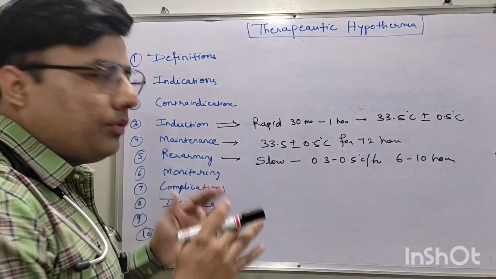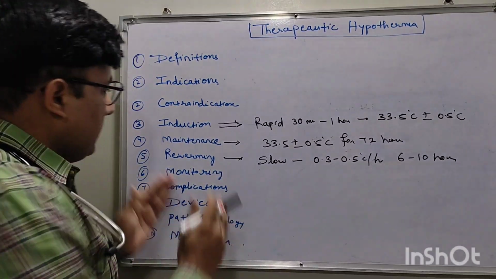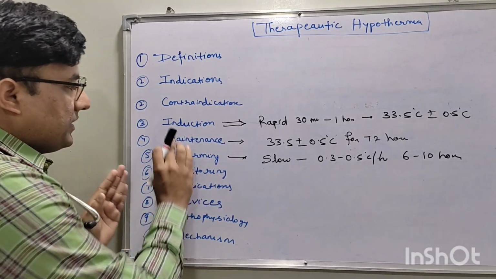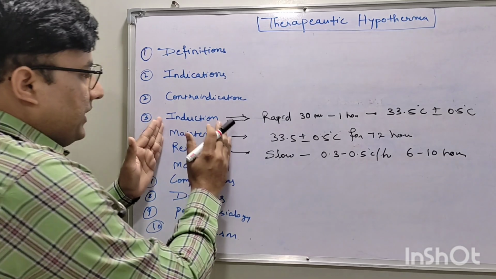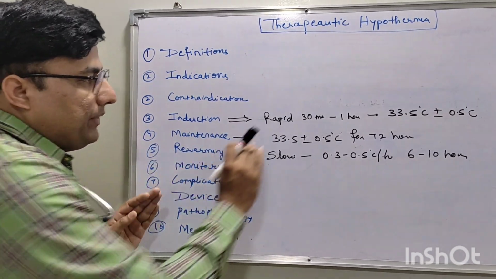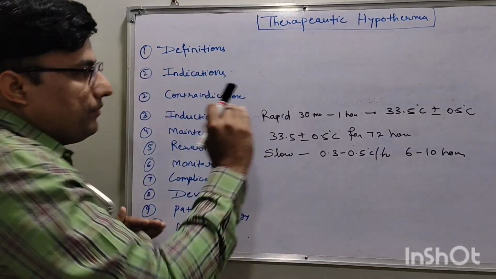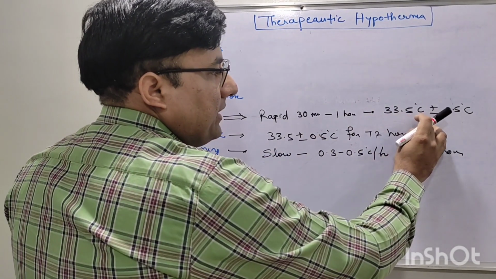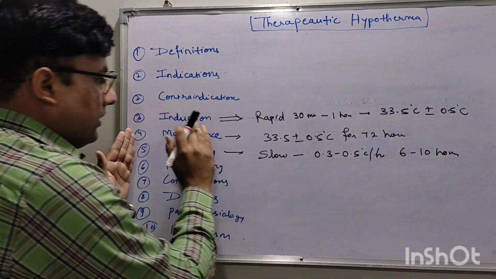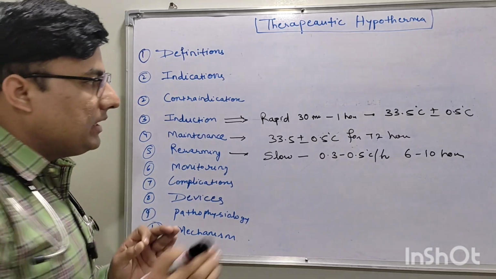Now coming to how to do cooling, what is the process? So three phases of cooling are there. First induction phase, maintenance phase, and then rewarming phase. In the induction phase, we rapidly cool the baby from 37 degrees Celsius to 33.5 degrees Celsius plus minus 0.5. So the induction phase is done rapidly.